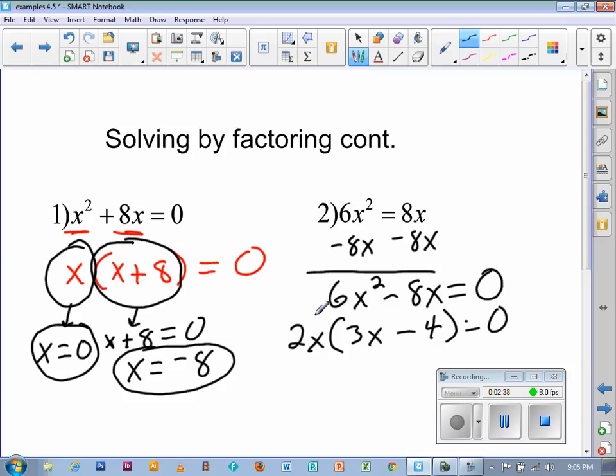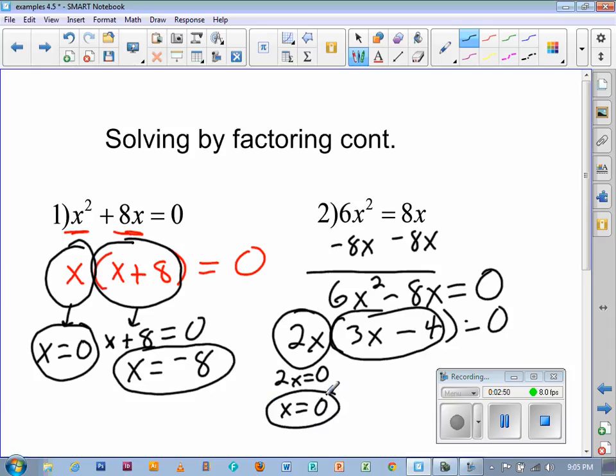Applying your zero product property, you zero out both of these factors. Well, right here, if we set 2x equal to 0 and solve it, we get x is equal to 0 again. As I said earlier, anytime you end up factoring out a GCF, you can be assured that one of the answers is going to be 0. Your parabola will cross the origin.